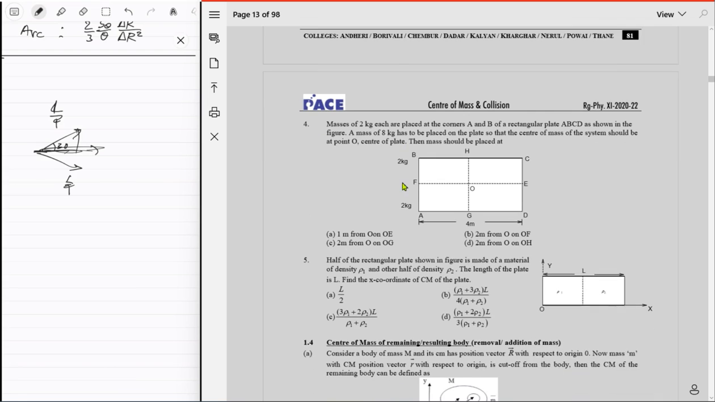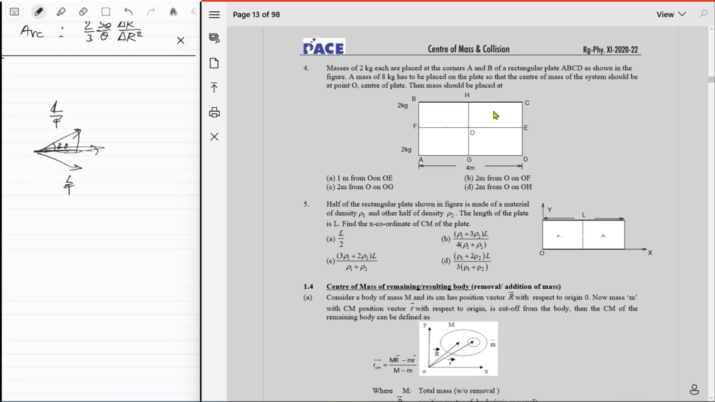Next question. Masses of 2 kg each are placed at the corners AB of rectangular plate ABC as shown in the figure. A mass of 8 kg has to be placed on the plate so that the center of mass of the system should be at point O. Okay, what is this mass of 2 kg at corners AB? This thing is B. Whatever. Okay. Rectangular plate. Mass of 8 kg has to be placed on the plate so that the center of mass is at point O, center of plate. It doesn't matter because the plate has its center of mass at this point anyway.